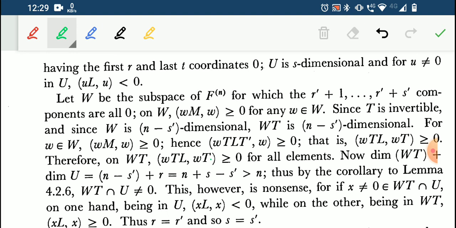So now we will define one more subspace W in Fn itself. This is how it is defined: the components R dash plus 1 comma R dash plus 2 till R dash plus S dash are all 0.